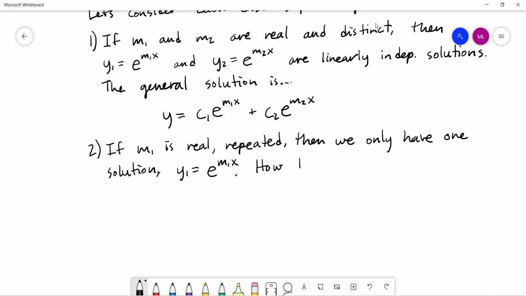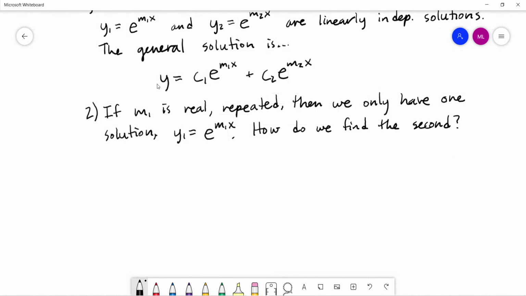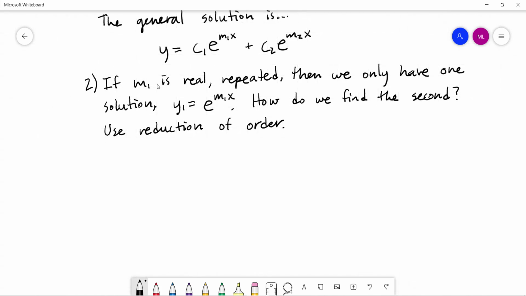How do we get our second solution? Well, luckily, we have a technique. If I give you one known solution, we can use reduction of order to find the second solution of a second order differential equation like this, a second order linear differential equation. So we are going to use reduction of order. Okay, so the first one is, let's just make this totally clear.